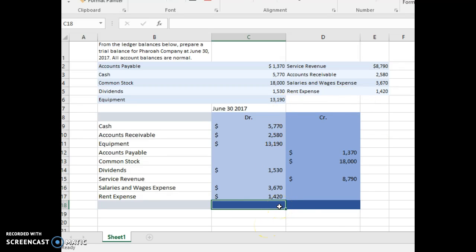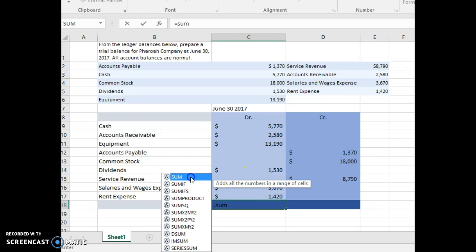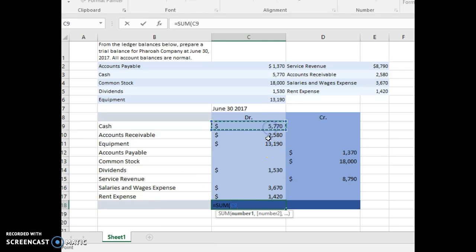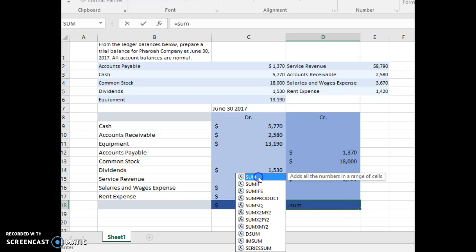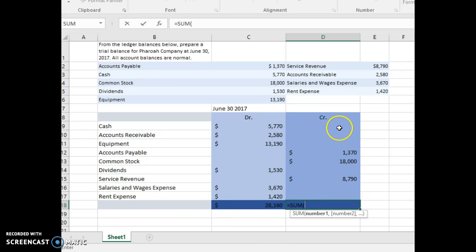Next, we're going to total each of our columns. We're going to total our debit column, which is pretty easy in Excel. We're going to hit sum. We're going to do this range of numbers. We're going to hit enter, and it's 28,160. We're going to do the same for the credit, which equals the same amount, which means that we have properly entered and prepared a trial balance sheet.